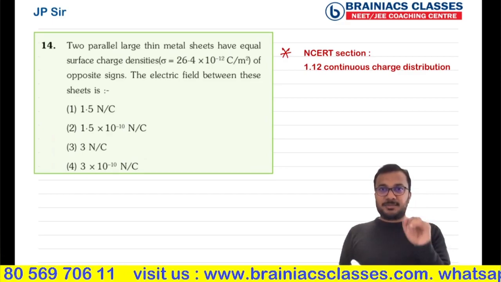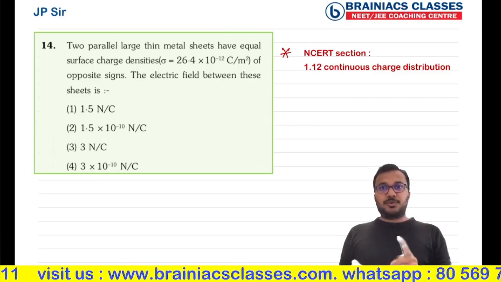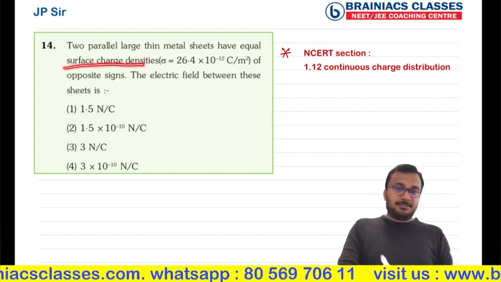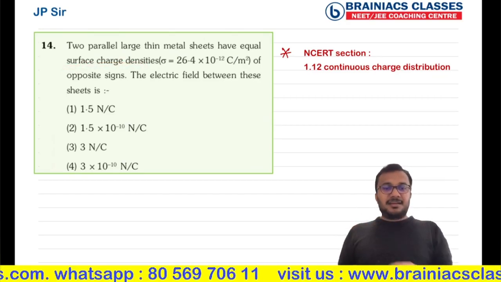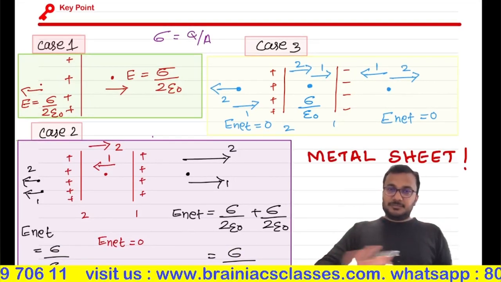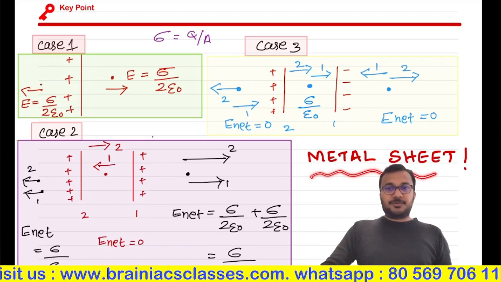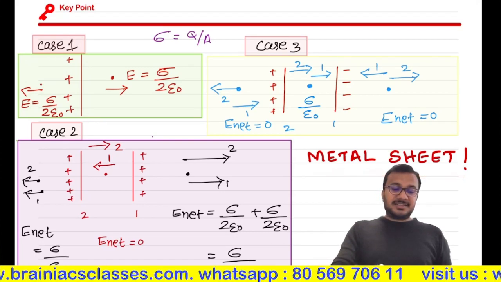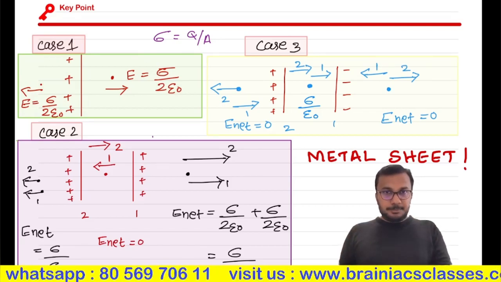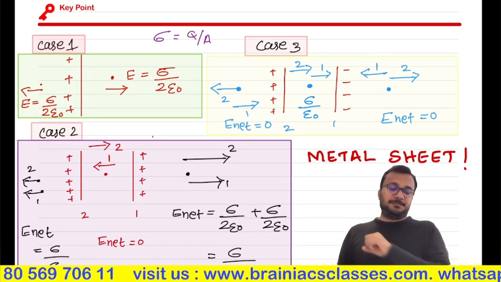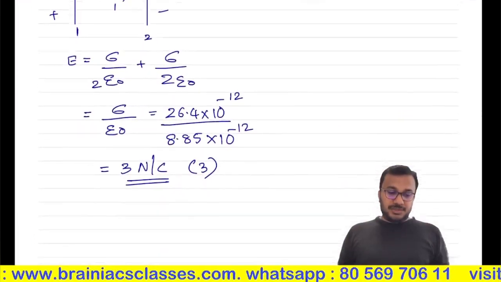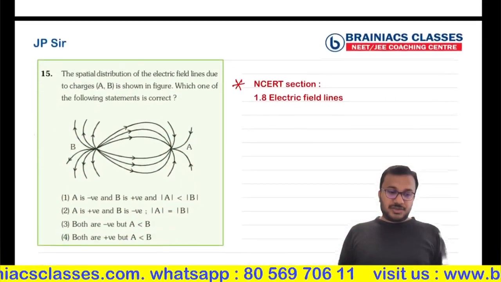This question is taken from NCERT section number 1.12, continuous charge distribution, specifically a surface charge density based question. All theory related to surface charge density is told here. So if you learn this one, it is over, because we described the problem here for metal sheets. All metal sheet based problems you can solve based on this single key point. Okay, now let's move to the next part of the question.